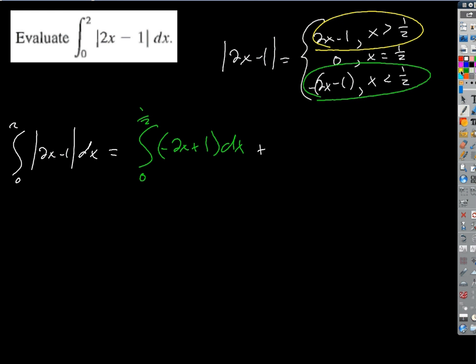plus the integral of 2x minus 1 from 1/2 to 2, right? And those aren't hard. From there, it's no big deal, right? We can use the first fundamental theorem. It's no big deal. But I just wanted you to see how to deal with an absolute value function. Okay. All right, next issue.